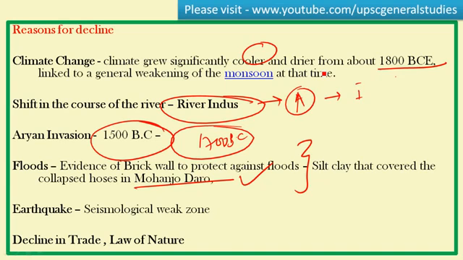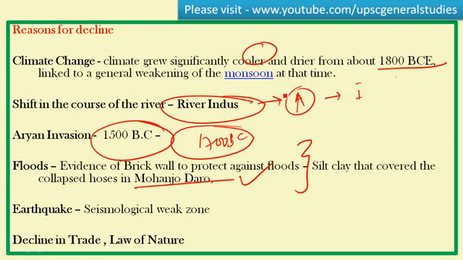Another reason is that a major earthquake might have destroyed the Indus Valley civilization. The Indus Valley civilization was present in a seismologically weak zone, so this might be one of the major factors. Another reason may be declining trade. Declining trade led to the destruction of urban life, which may have triggered the people to lead village life because of the uncertainty in the economic sources.